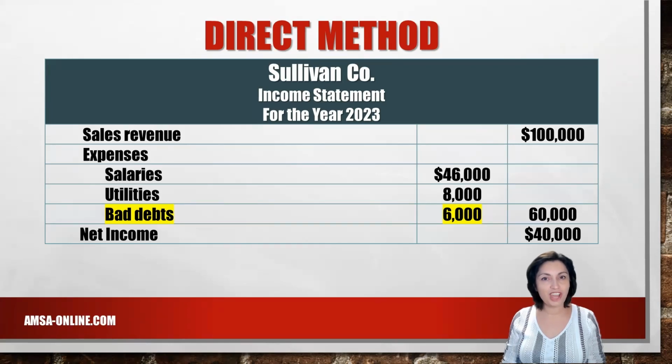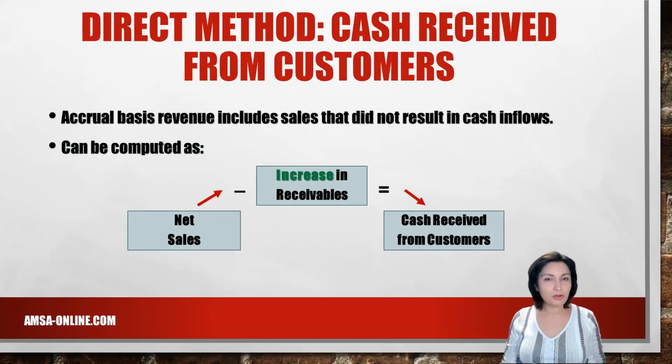Note that the bad debt expense of $6,000 is listed on the income statement, but it is a non-cash item. Recall from the direct and indirect methods of reporting operating cash flows video that accrual basis revenue includes sales that didn't result in cash inflows. Cash received from customers, which is sales revenue on a cash basis, can be computed as net sales minus an increase in receivables. I am posting the link to the video here and in the description box if you want to watch the video.